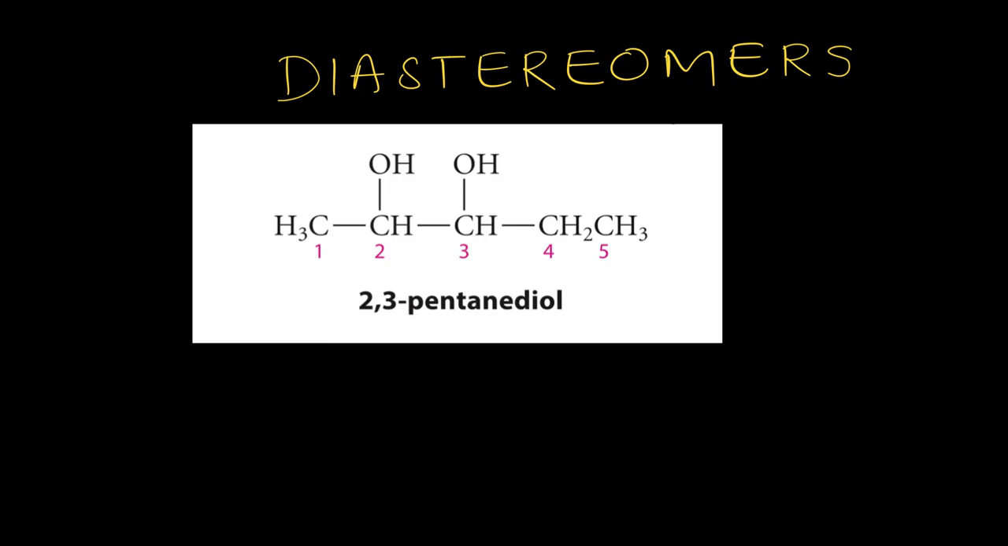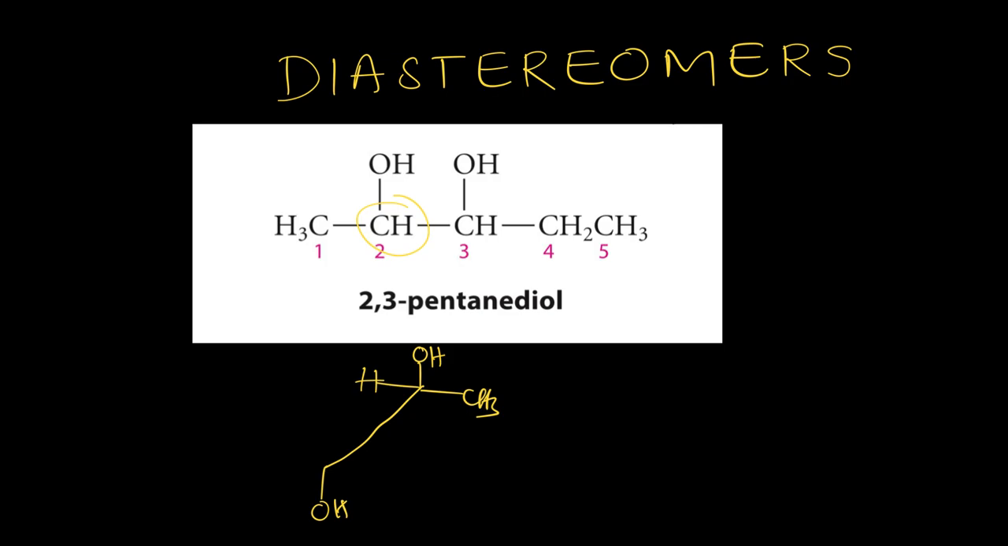Hello everyone, today I want to explain about diastereomers. One example is 2,3-pentanediol. This can be drawn like this. Now this is an OH and this is an OH. This is H and this is a CH3.